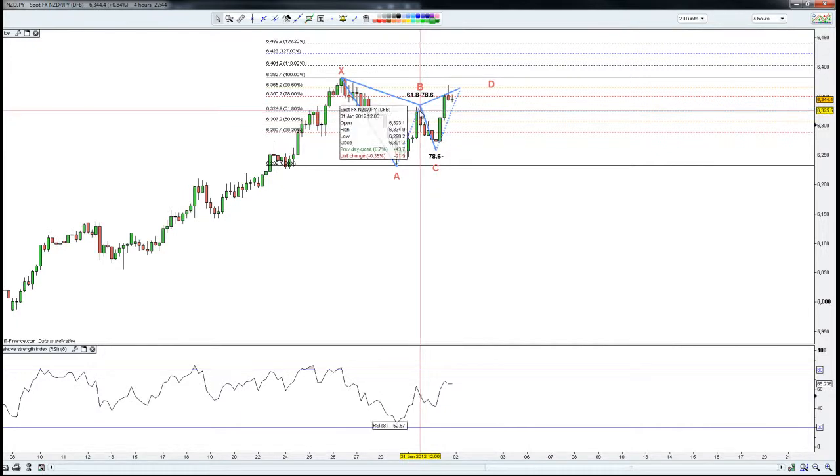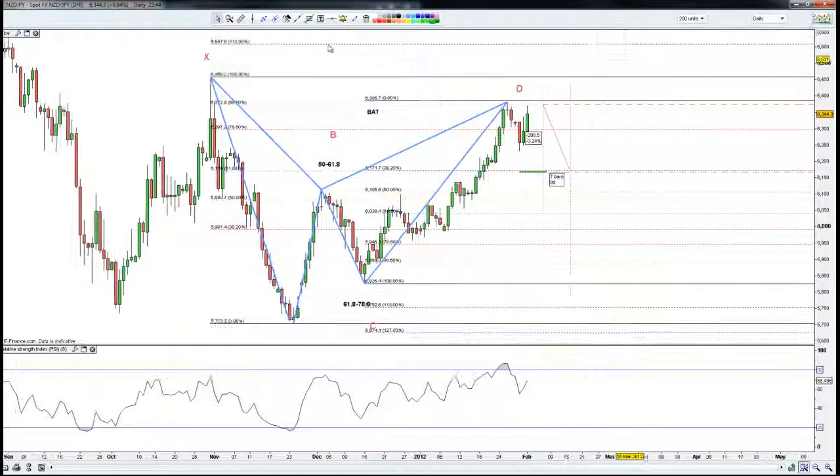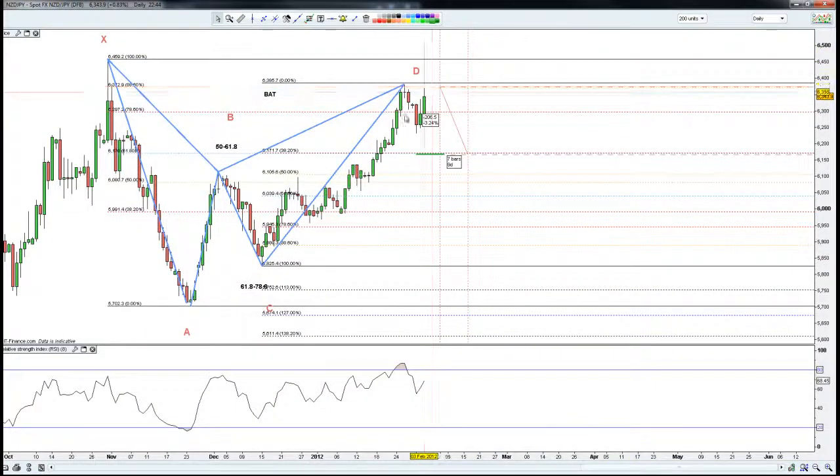It's beyond the 618 retrace of XA. It's not very close to the 786. We have a 786 minus retrace of AB for C. It's formed a nice shooting star here. We could see this coming down into that target that we'd set on the daily, if not further. So here 382 retrace of DC, and I think that could happen.